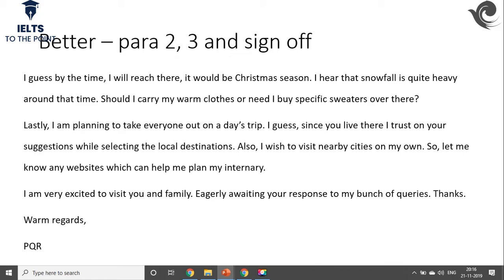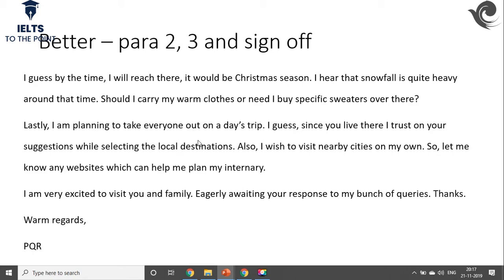Lastly, I'm planning to take everyone out on a day's trip. Okay, so now here, when you're transiting from here to here, you are making sure that you are starting with the new idea, which is the last one. Lastly, I'm planning to take everyone out on a day's trip. I guess since you live there, I trust your suggestions while selecting the local destinations. Also, I wish to visit nearby cities on my own. So let me know any websites which can help me plan my itinerary.